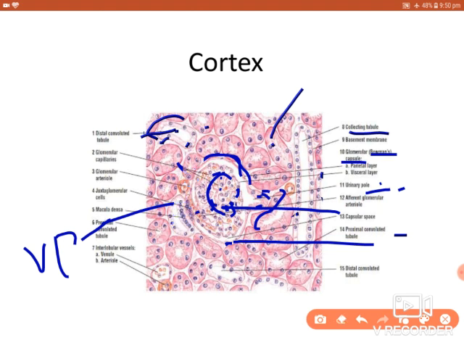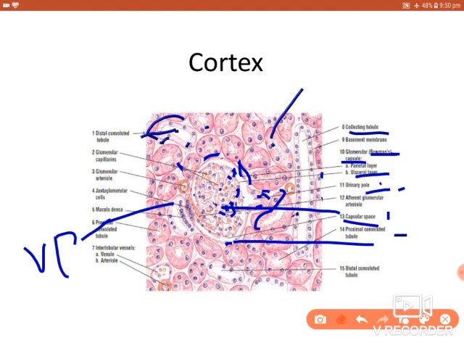Then these capillaries, the inner layer, and outside of these capillaries forms the visceral layer of the Bowman's capsule. It is lined with special cells, the podocytes. Then the space between the parietal and visceral layers forms the capsular space, or Bowman's space.